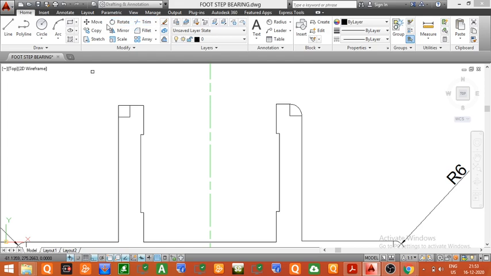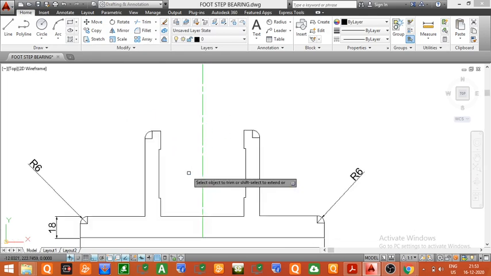Similarly, on the left hand side also, again we will draw. We'll take this as a center, draw a circle of radius 6 mm, or you have to draw only a quarter circle. You don't need to draw the entire circle. You can draw just a quarter circle from this point to this point. Now I'm erasing the extra part which is not required. So finally you can see we have drawn the curves of the fillet at four corners of the body.